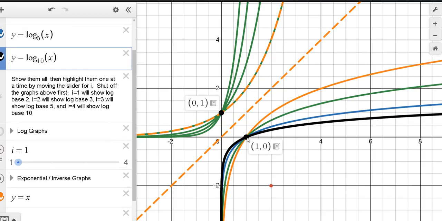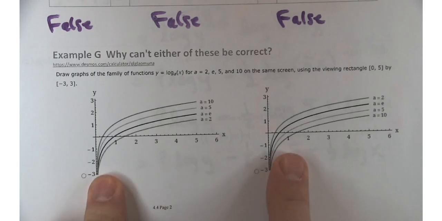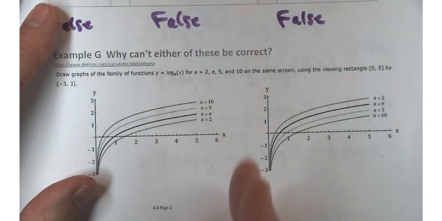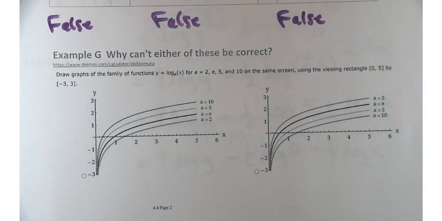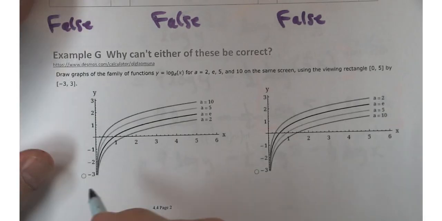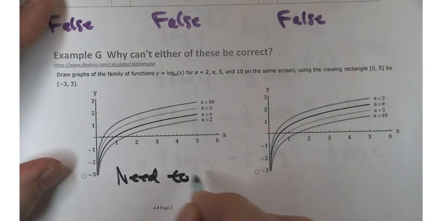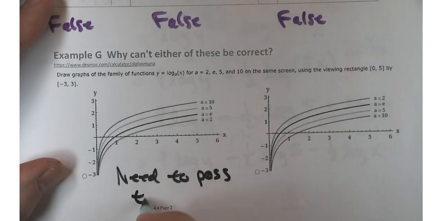And if you look at the graphs here, they don't all pass through 1, 0, do they? No, so neither of these could be the family of curves that it purports to be. I mean, it's true that they all have the nice vertical asymptote at x equals 0, but none of these passes through, or they don't all pass through 0, 1. Need to pass through actually 1, 0. And they don't.